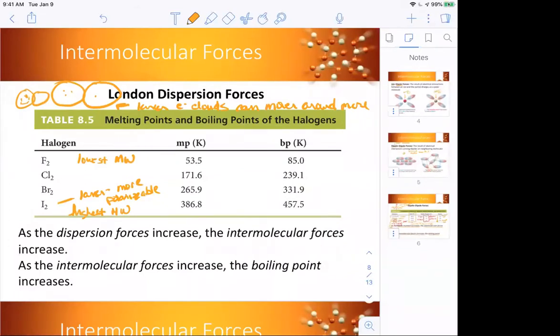So as you notice, as my size increases, my melting point increases. As the London dispersion force increases, the magnitude of that force increases. As the magnitude of that force increases, the boiling point and melting point increase, because now it's harder to pull those molecules apart and create a phase change from either solid to liquid or liquid to gas.